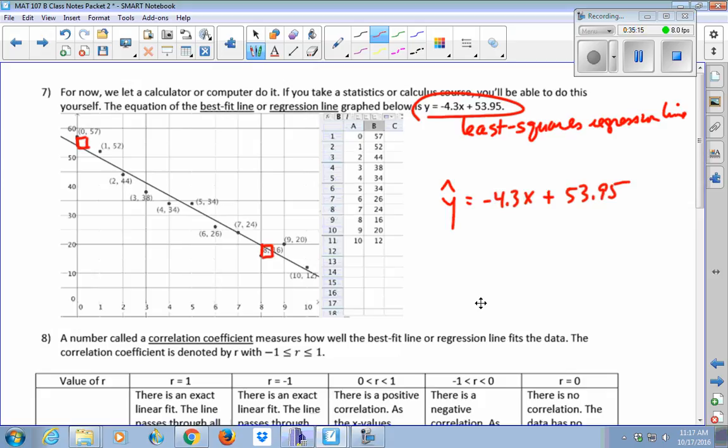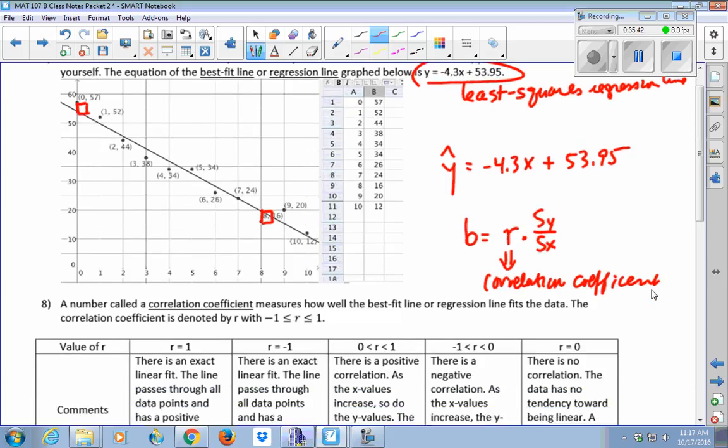Now, one more important idea. You just heard me say to Victor that the slope of this line was something called the correlation coefficient, which is this letter R, times some other kind of weird thing called the standard deviation of y and x. Okay, that's all stats, you don't need to know that. But the correlation coefficient is a very important idea.